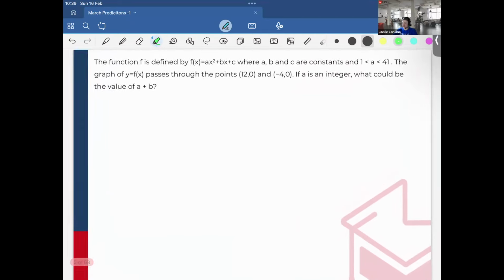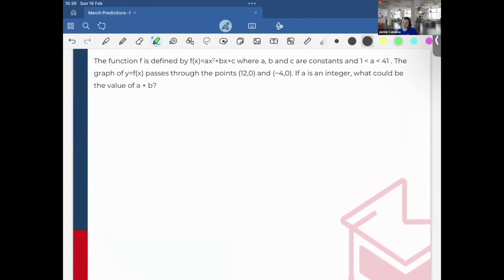Continuing our journey. Okay, the function f is defined by f of x equals ax squared plus bx plus c, a parabola, where a, b, and c are constants, and a is between 1, but not bigger than 41. The graph of y equals f of x passes through the points 12, 0, and -4, 0. If a is an integer, what could be the value of a plus b?